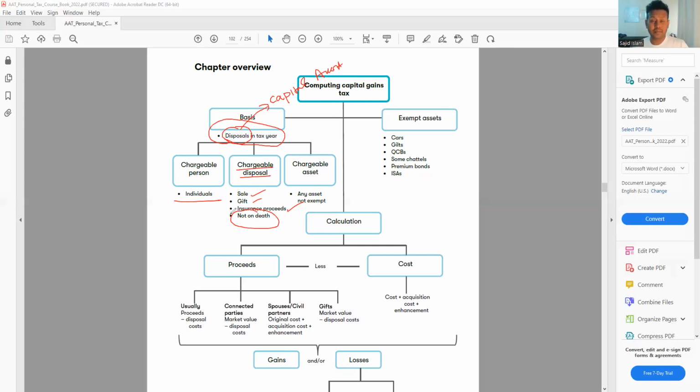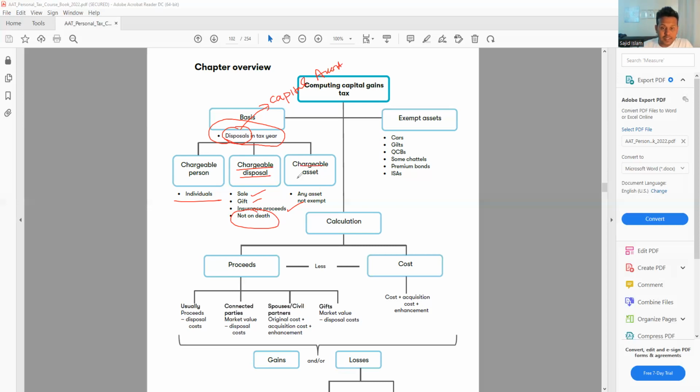If you give a gift to someone, it is possible the capital gains tax can be raised. For example, if you give one asset as a gift to your brother or to your friend, it will be treated like a market value, how much it is priced at that time and how much you paid for that. So the difference will create the gain, and you have to pay tax on that.